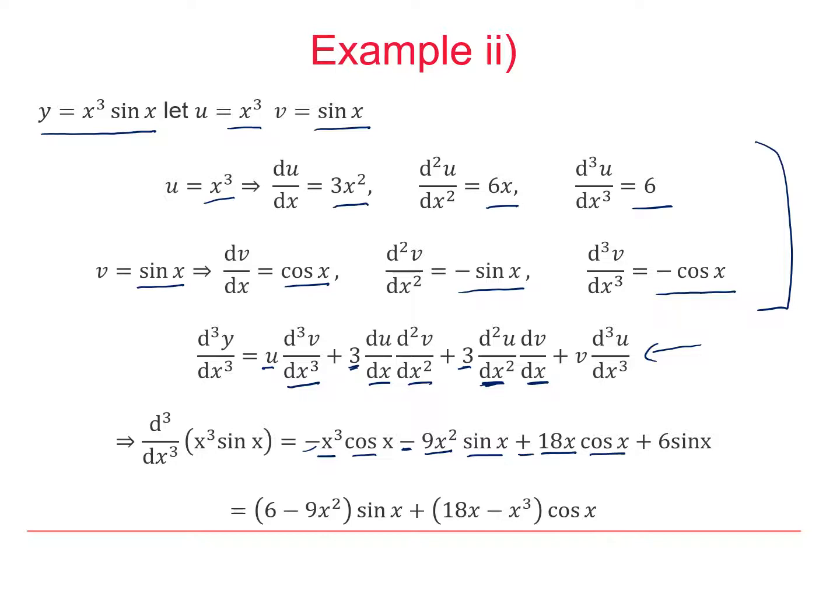The final section is the function v itself, that's sine x, and then the third derivative of x cubed, which is just 6. And then I've just collected those terms together to factorise out cos x and sine x.